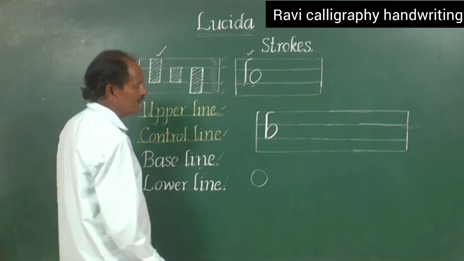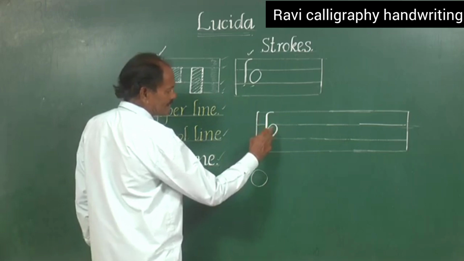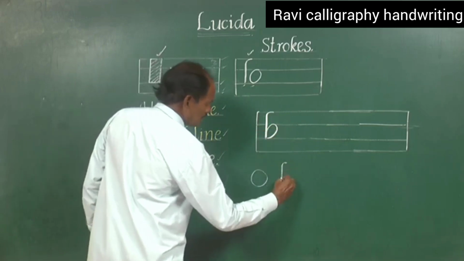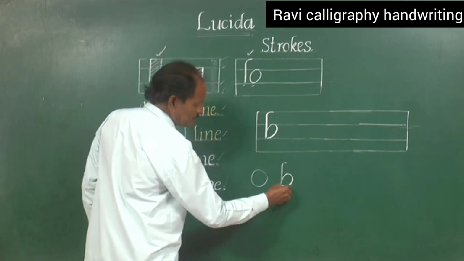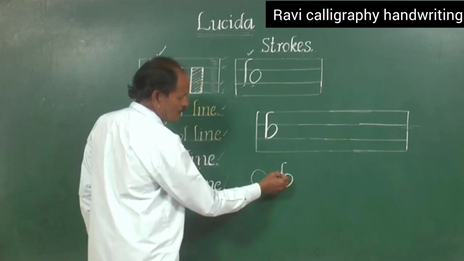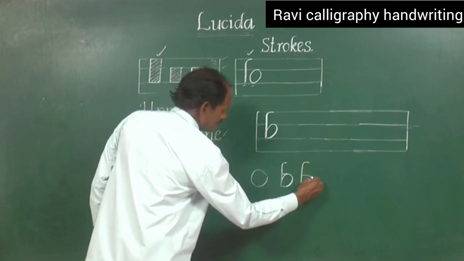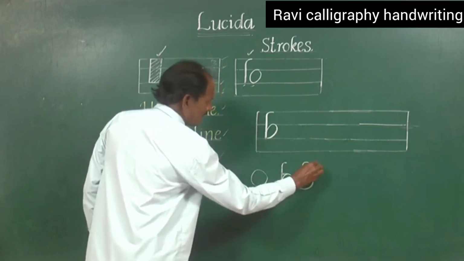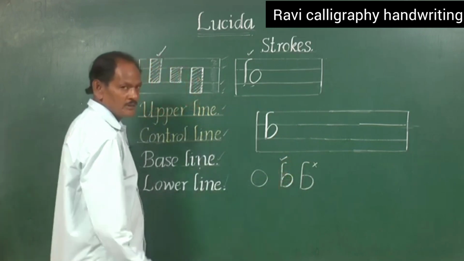We should write B by leaving a gap between these two lines, the upper zone stroke and the upper part of this oval shape. Between these two we have to maintain some gap. We should not write like this. This is the wrong way of writing B, and this is the correct way of writing B. Okay?